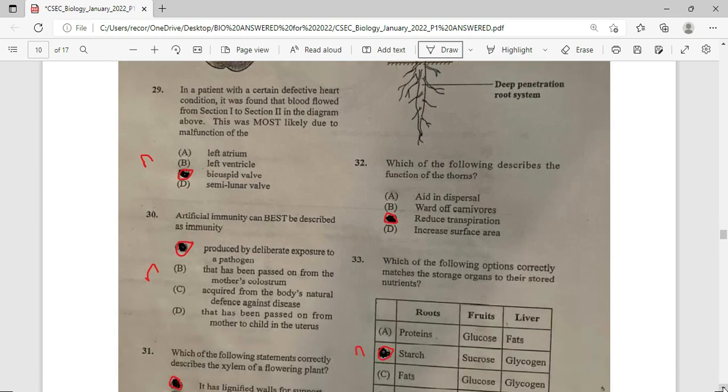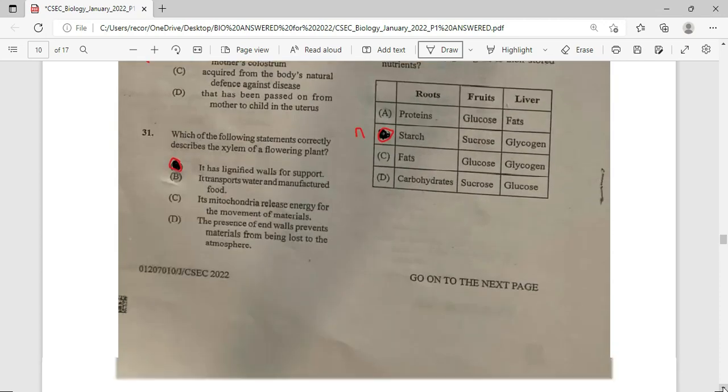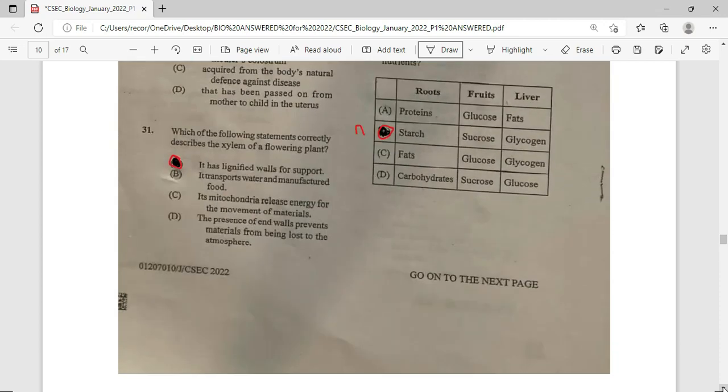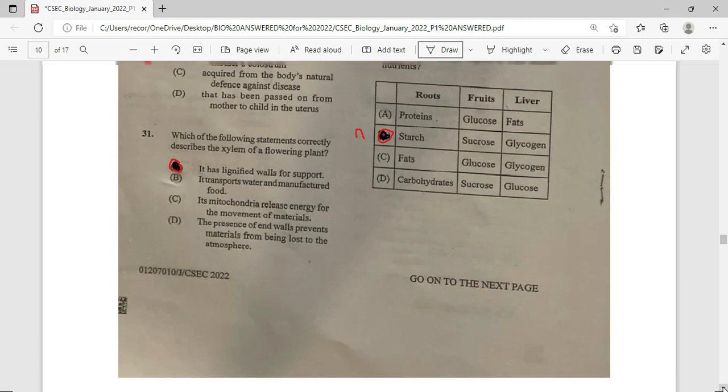Another new question, 30. Artificial immunity can best be described as immunity produced by deliberate exposure to a pathogen. A, we are going with the answer. 31. Which of the following statements correctly describes the xylem of a flowering plant? Now, the xylem is usually dead. So A there being the answer, it has lignified walls to support. So it's tough. That is what it is saying.